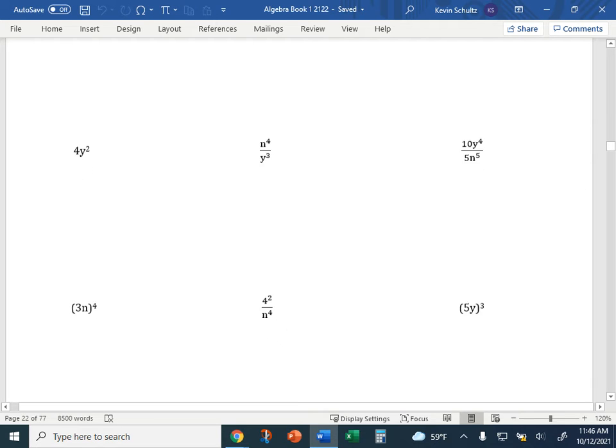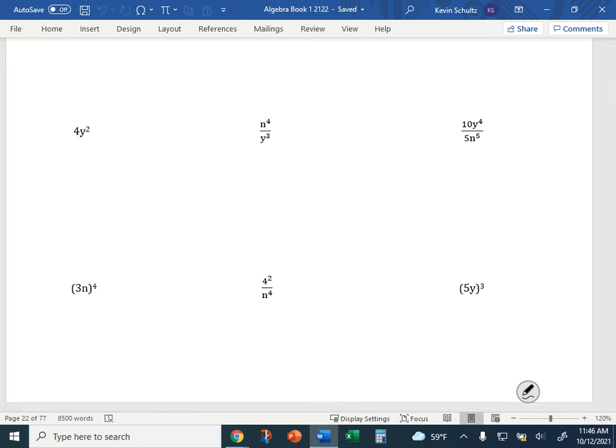Sure. So 10y to the fourth over 5n to the fifth. Our first step is going to be to write this in expanded form. So even though it's a fraction, that's right. Deal with your numerator first. I've got a 10 and then 4 y's. That 10 being a coefficient, there's only one of them. It's not affected by the power. It's not part of the base. And then my denominator would be what? Who can tell me what my denominator is going to be here?